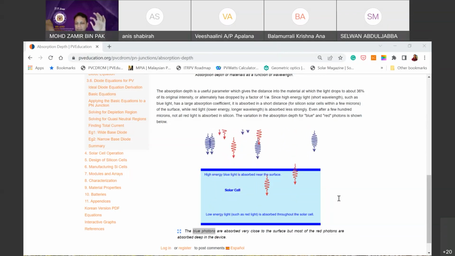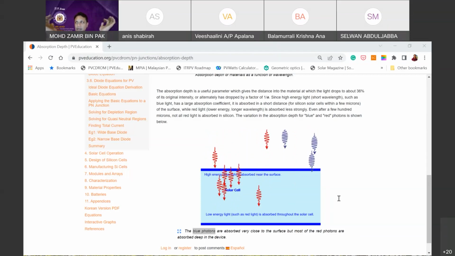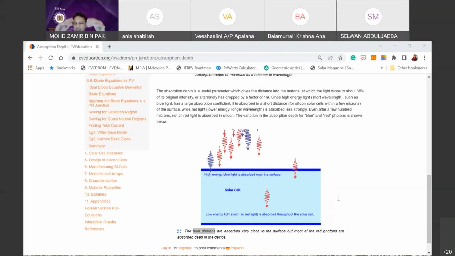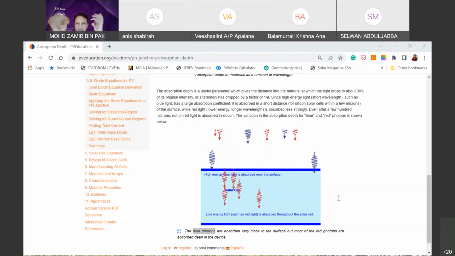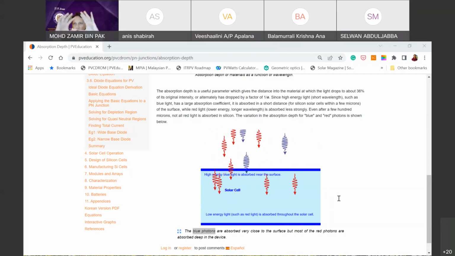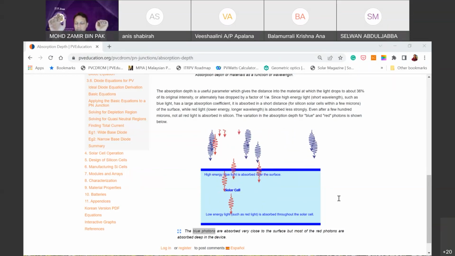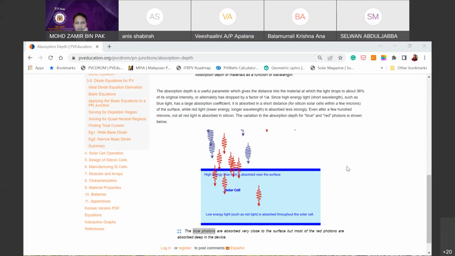And that involves optical strategies like reflectors, textures. All in all, that is called light trapping. How do you trap photons? So that was my PhD. Okay, so do you understand now the concept of this blue photon, red photon absorption against the depth?